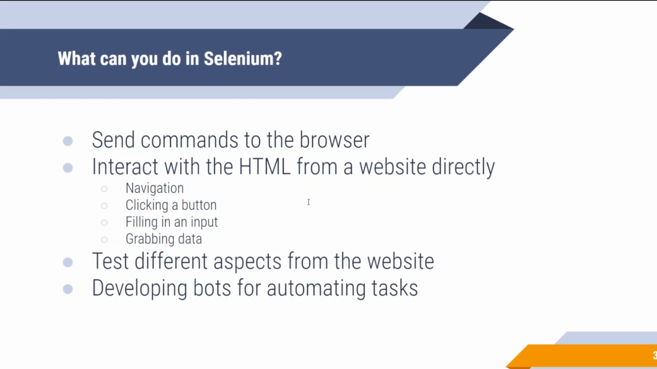For example, you can send customized commands to the browser, so you can interact with the HTML from a website directly, such as navigation. You can click a button, you can fill in an input, and you can also grab data from the HTML, such as finding something in the source code or reading the entire source code. So yes, you can use Selenium to perform web scraping, and it's actually pretty convenient. It is used to test different aspects of a website, and you can also develop bots to automate tasks for you. Essentially, anything a human can do to a browser or website, Selenium can do for you.